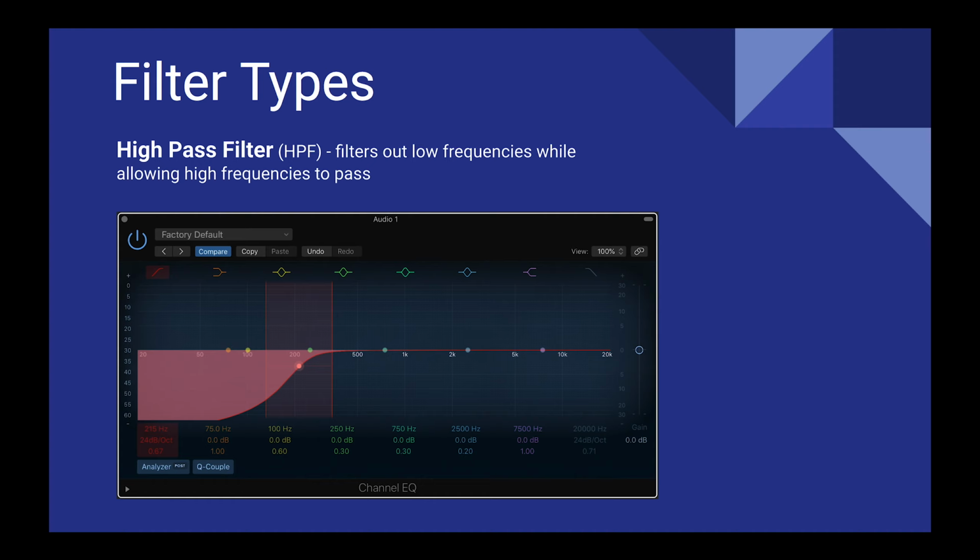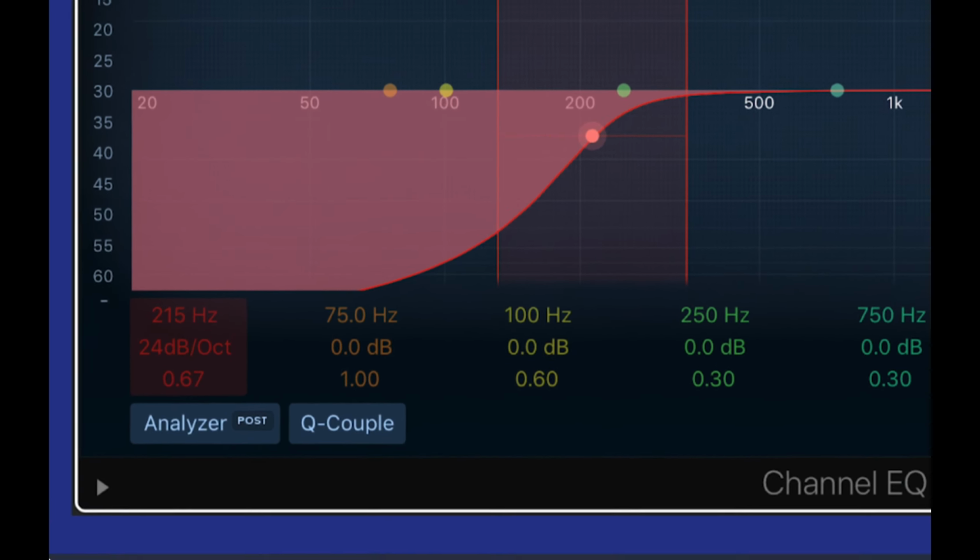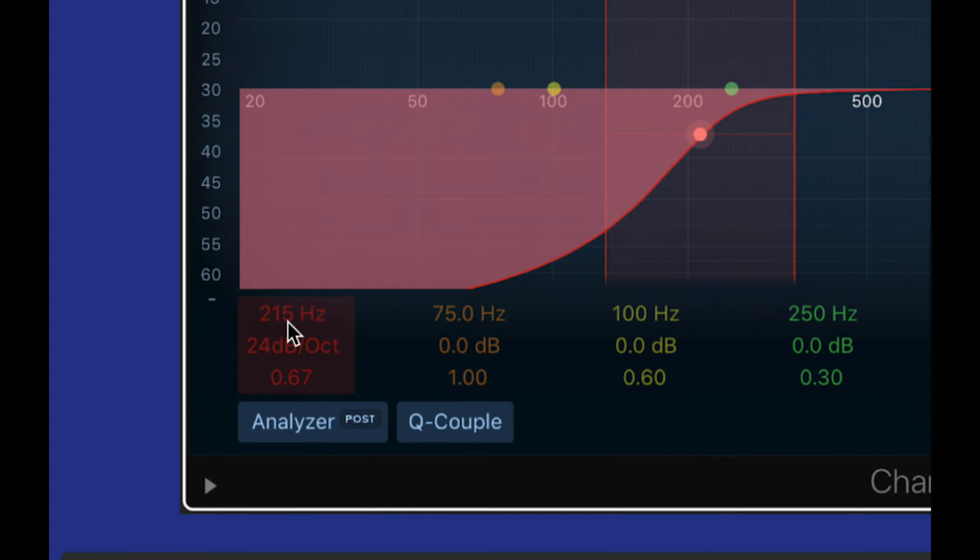The first one is called a high pass filter. A high pass filter often has the acronym HPF. This filter filters out low frequencies while allowing high frequencies to pass, okay? And you can see down here in Logic, I have turned on the high pass filter by clicking on this little button right here, which I'll show you in Logic in a minute. And you can see I've pulled this over, and the cutoff frequency for my high pass filter is 215 hertz.